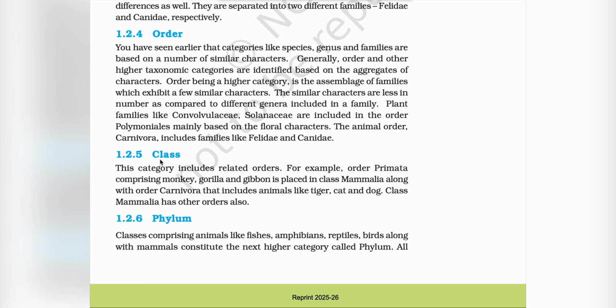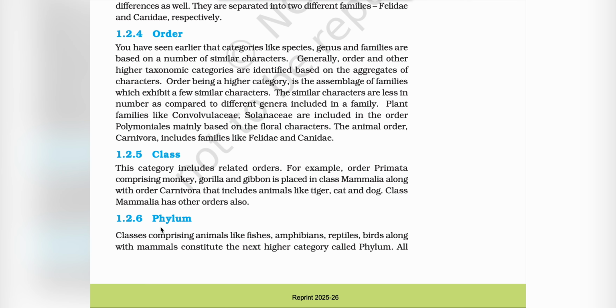Next taxonomic category is class. This category includes related orders. For example, order Primata comprising monkey, gorilla and gibbon is placed in class Mammalia along with the order Carnivora, that includes animals like tiger, cat and dog. Class Mammalia has other orders also.